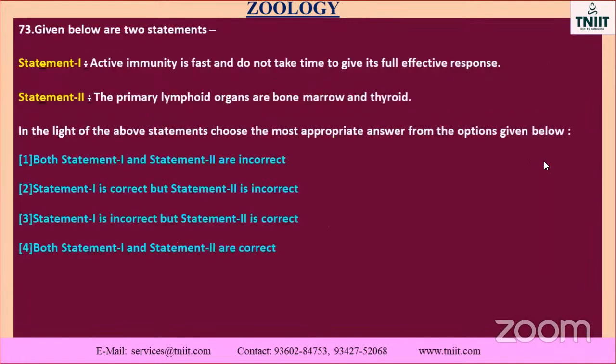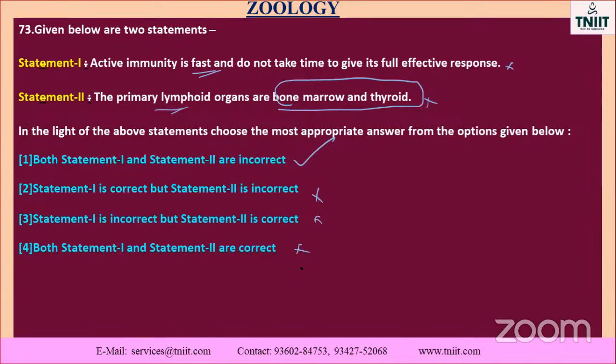Go to the next one. Given below are two statements. Active immunity is fast and does not take time to give its full effective response. No, it will give you a full response, but it will not be fast. The primary lymphoid organs are bone marrow and thyroid. No, thyroid gland, what is that? Primary lymphoid organ. So both statement 1 and statement 2 are incorrect. So the others will not come.